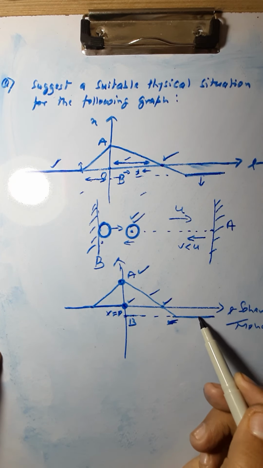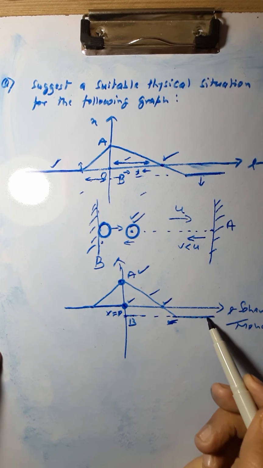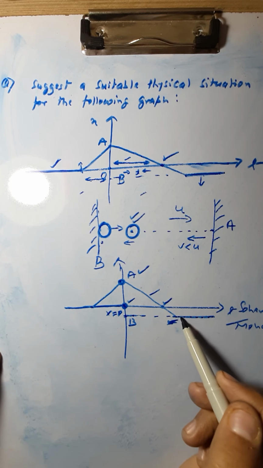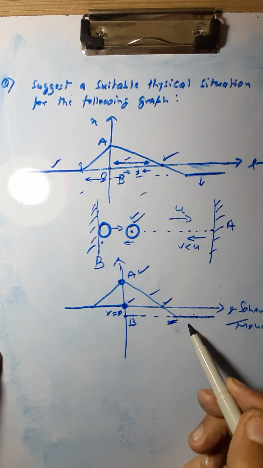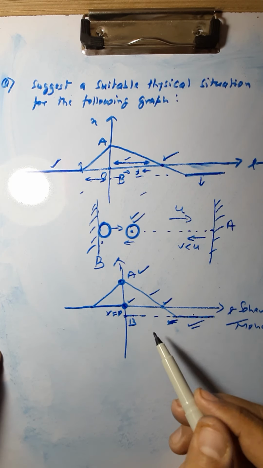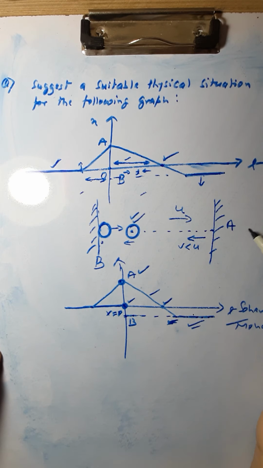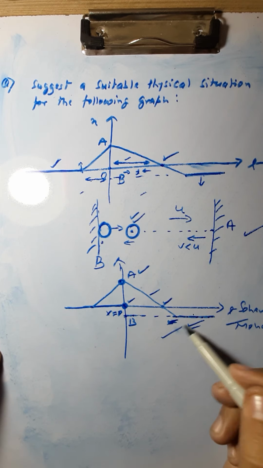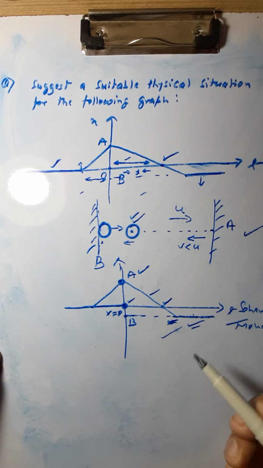So his position remains B during this period of time. Hope you have understood the two physical situations of the graph.